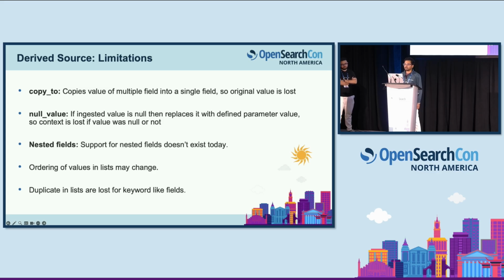For nested fields we simply don't support derived source as of now. And in the previous example we saw that doc values can be in two forms, sorted numeric or sorted set. In sorted numeric, whenever there is a multi-value field, it first sorts the order of the content and then stores it in the doc value. Similarly for sorted set, it removes the duplicates, sorts it, and stores it in the doc value. So you might see this variation in the final reconstructed source while using multi-value fields.